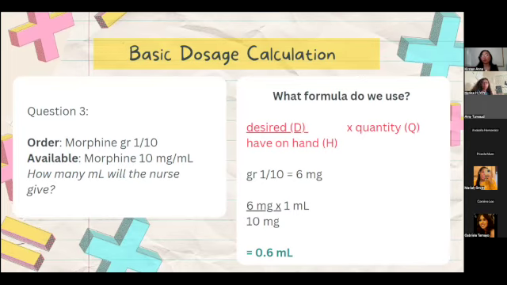Sorry. Okay. So, like I said, we know what our desired dose is. We found it, which was 6 milligrams. So we put that there, we plug it in, and then we have the dose that's on hand, which is 10 milligrams, and then the quantity, how much 10 milligrams comes in, which is 1 ml. And then you do all the math, and you should get 0.6 milliliters.